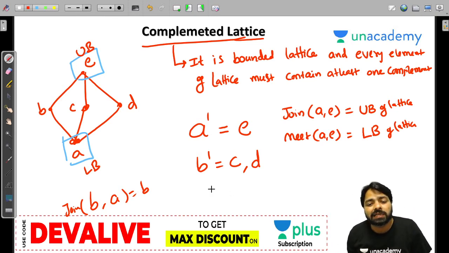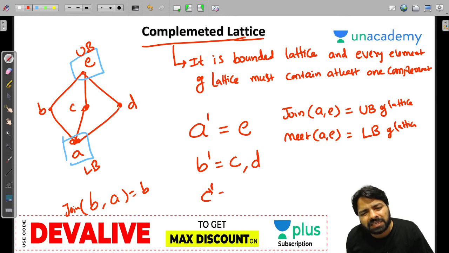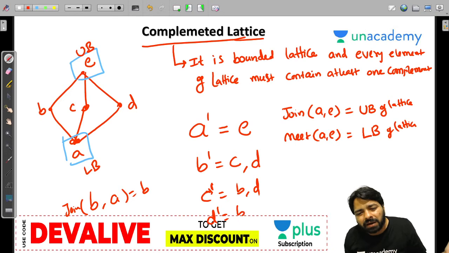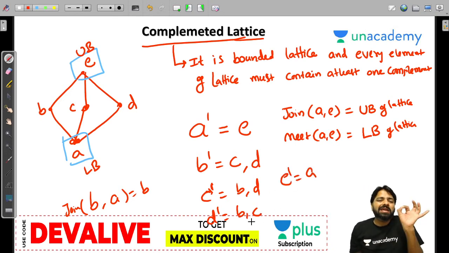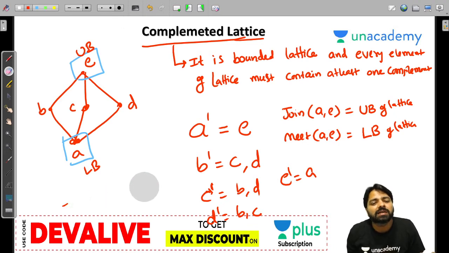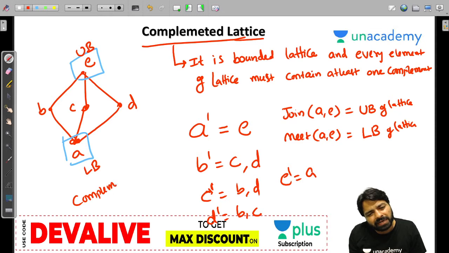Clear? And for C complement, similarly you can easily answer B comma D. D complement is B comma C, but E complement is A. And if every element has at least one complement, then it is a complemented lattice. It is a complemented lattice.